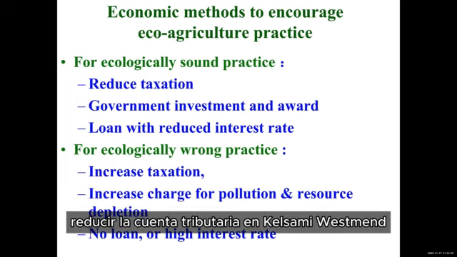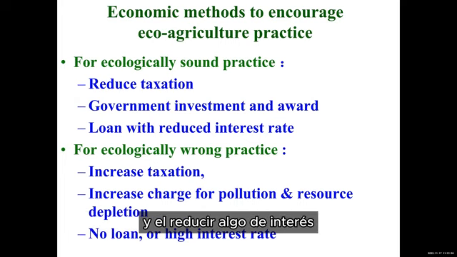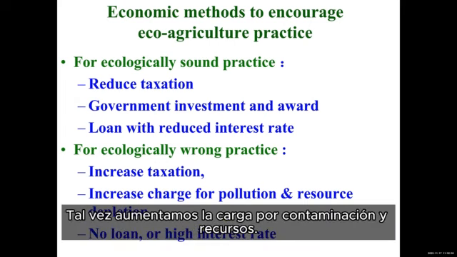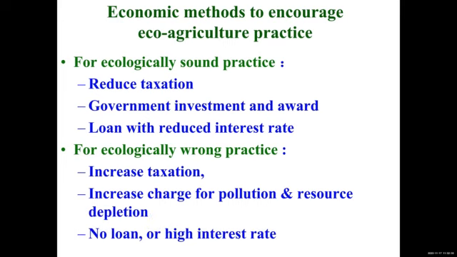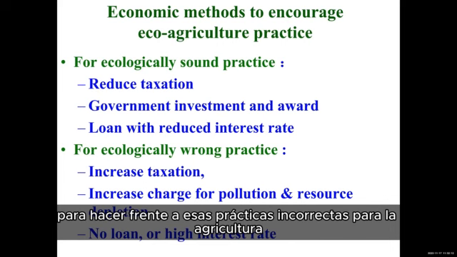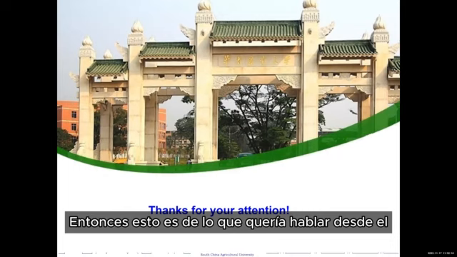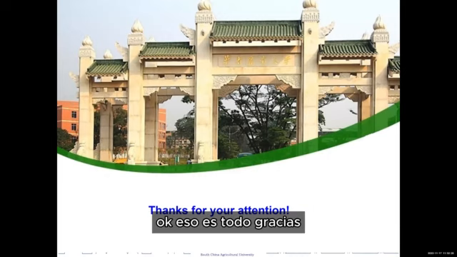For example, reduce the taxation, the government has some investment, some awards, and lower interest rates. For some ecologically wrong practice, maybe we increase the taxation, increase the charge for pollution and resource use, and also maybe a higher interest rate to deal with those wrong practices in agriculture. So this is what I wanted to talk about from conventional agriculture to sustainable agriculture. Okay, that's all. Thank you.